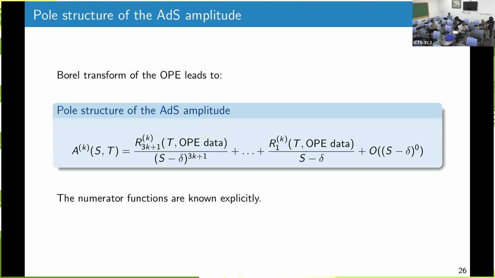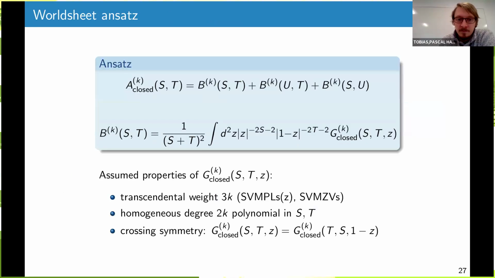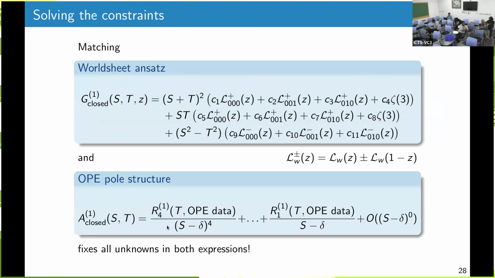As an example, at k equals 1, you have 4 of these poles. So we have this 4th order pole. This is completely fixed by the flat space OPE data. And then I think the 3rd order pole is also fixed. The 2nd order pole depends on the unknown anomalous dimension. And this simple pole is the only one that depends on the new correction to the OPE coefficient.